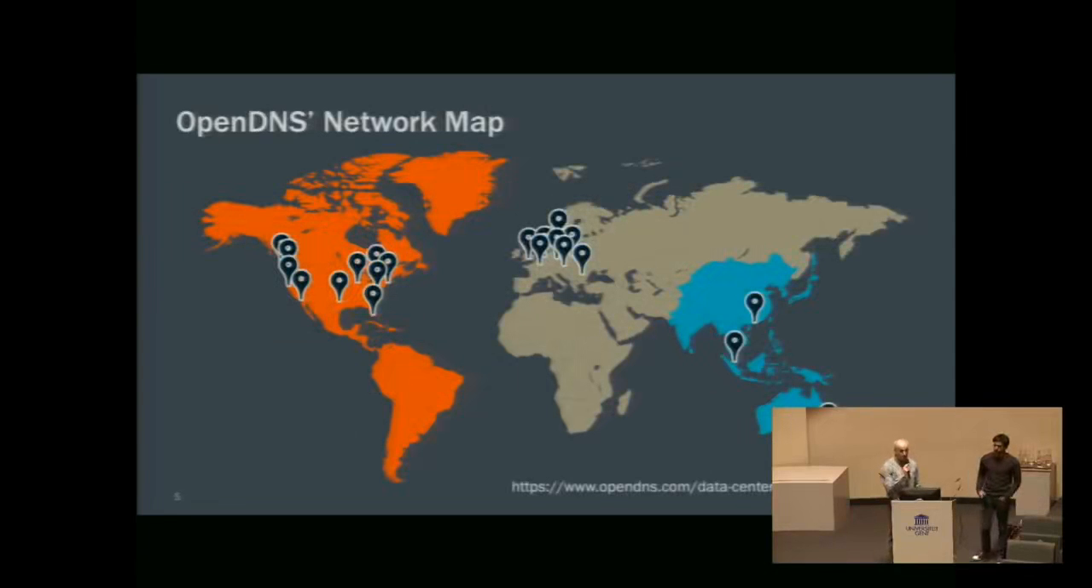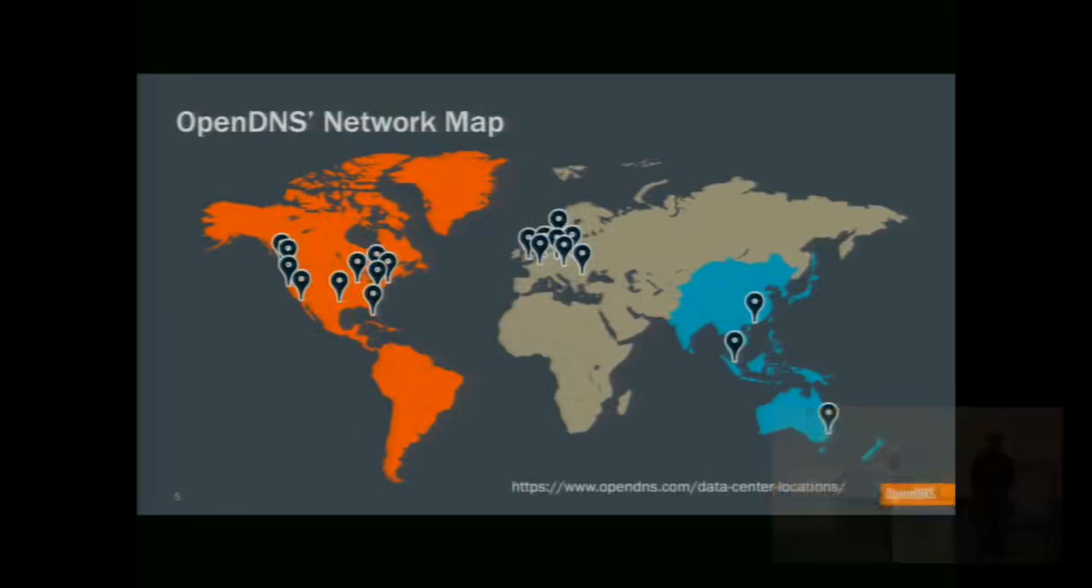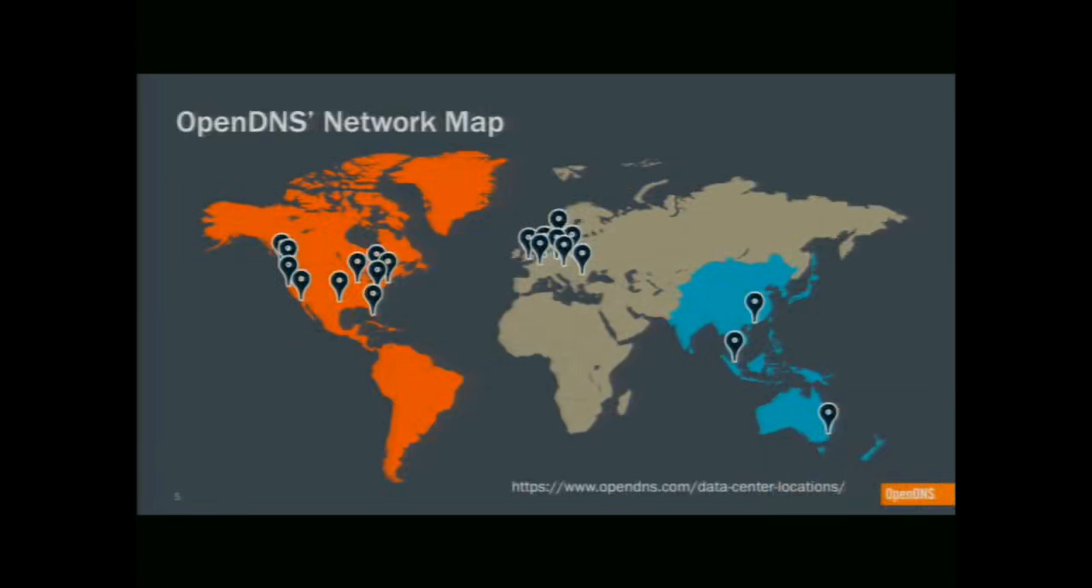So this is the worldwide map of our resolvers. We have 25 data centers with 100 plus recursive resolvers on 5 continents. That allows us to see a lot of traffic, and it's very useful to have a good perspective into what's happening on the internet. And the DNS traffic we deal with is actually of 2 types.